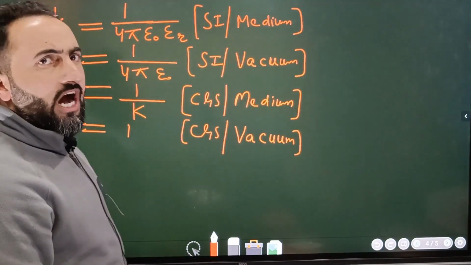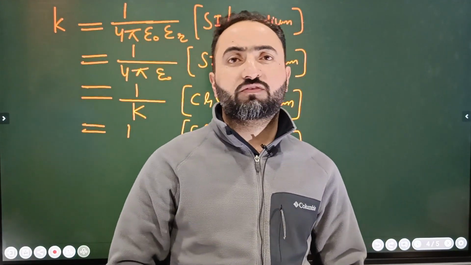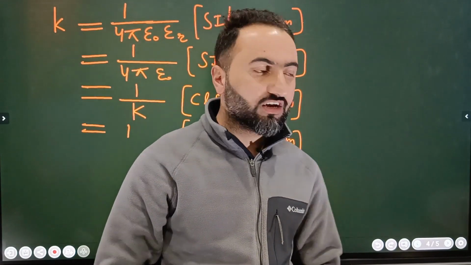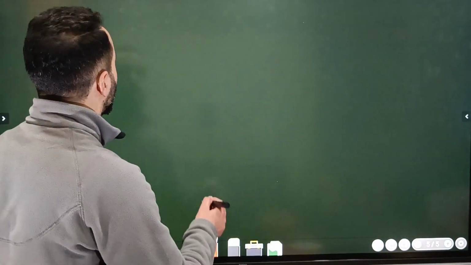So tell me, how many equations will I write for Coulomb's law? Obviously 4 different equations for Coulomb's law, isn't it? So let me write down the 4 different equations for Coulomb's law. Here they follow.